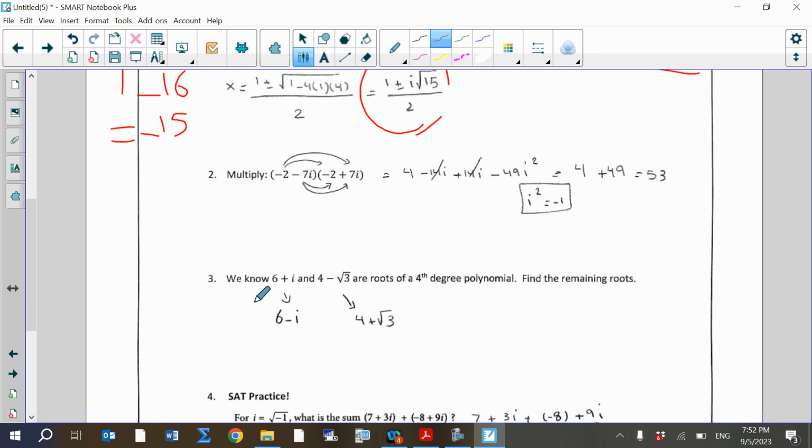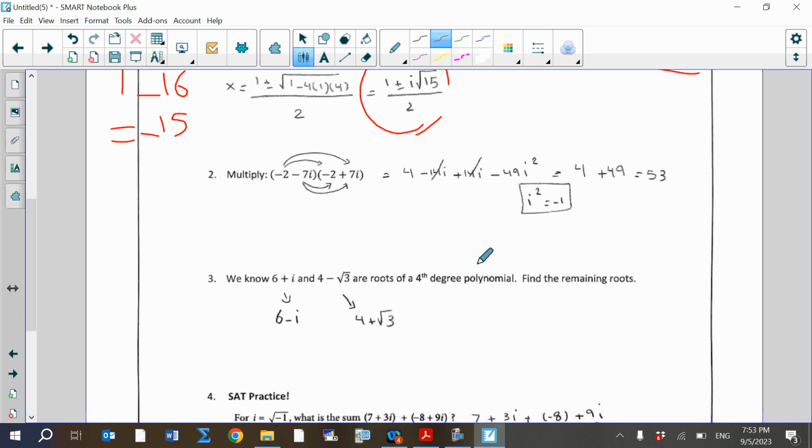Now here's another example. We know that we have 6 plus i and 4 minus root 3. They are the roots of a fourth degree polynomial. Find the remaining roots. So we know that if we have a fourth degree polynomial, we expect to have 4 roots. We have only 2 of them. What are the other 2? They're going to be conjugates of these 2 roots. So here, if I have 6 plus i, the conjugate of that will be 6 minus i. So you just need to change the sign of the term that has i with it. And this one also, if you have 4 minus root 3, the conjugate of that is going to be 4 plus root 3.